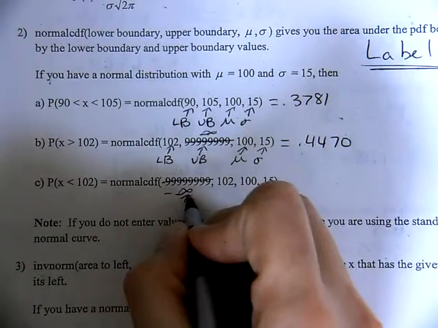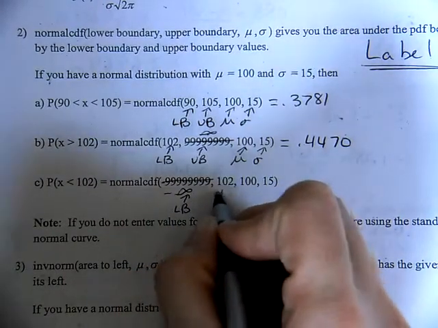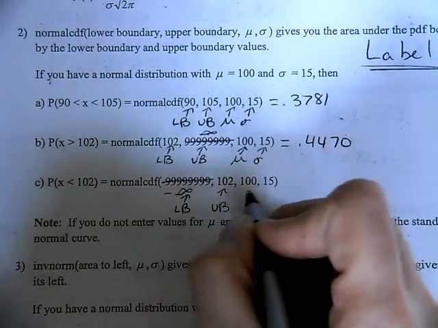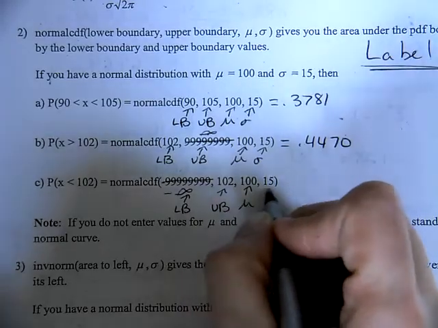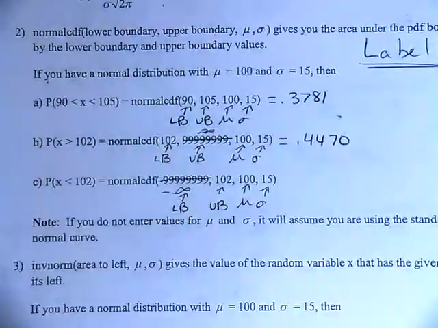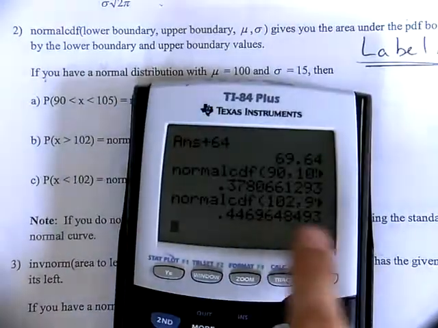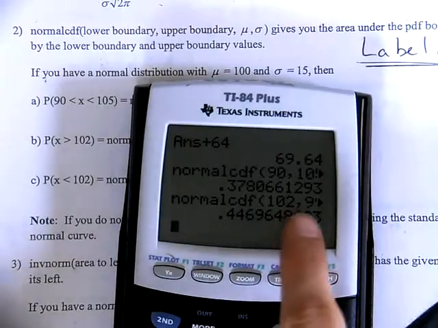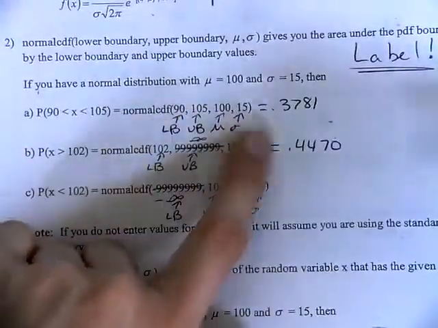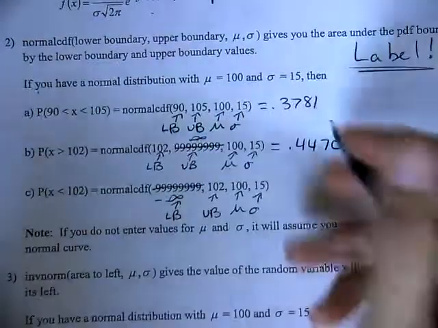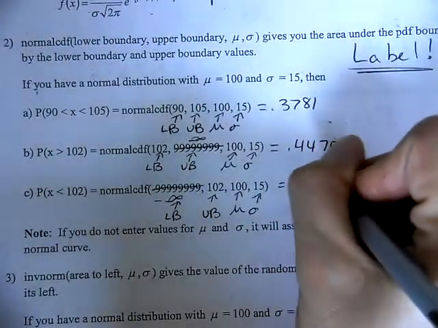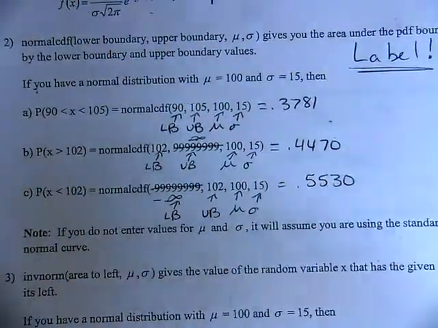And then again, what if it's a less than? Your lower bound is negative infinity. Your upper bound's 102, mean, standard deviation. Now, if you have an older calculator, again, the prompts won't pop up. You just have to type it in the way it's written on the paper. And this should be 0.5530 because they're complements.